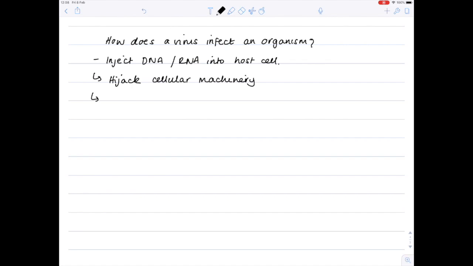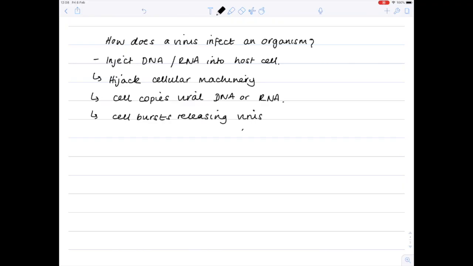As part of this, the cell copies the viral DNA, and then effectively the cell bursts, releasing thousands of copies of the virus, which can obviously go on and infect other cells, and before you know it, the virus has spread everywhere and has caused massive damage to pre-existing cells.